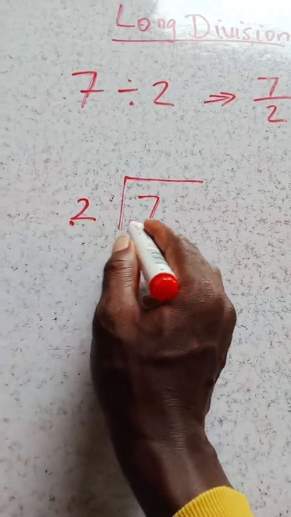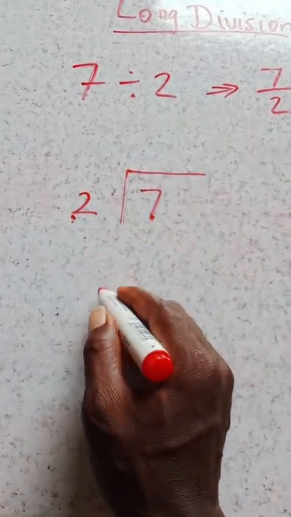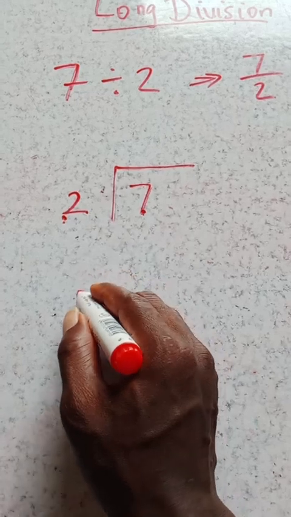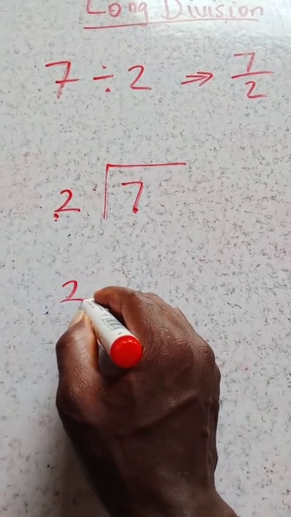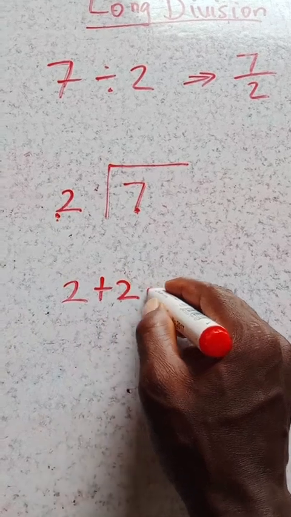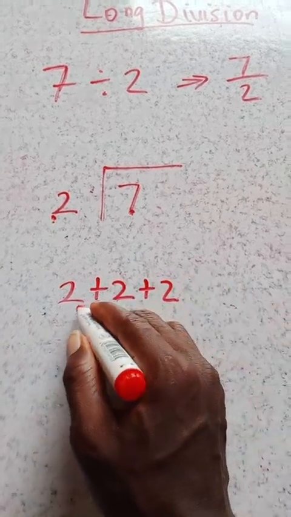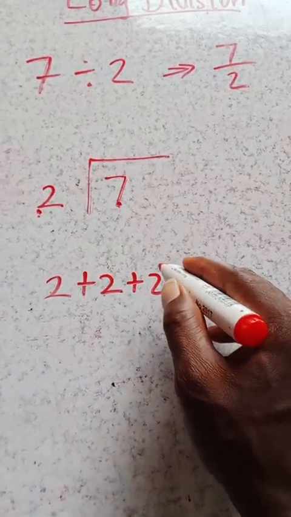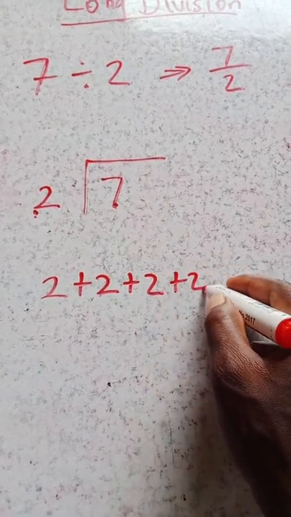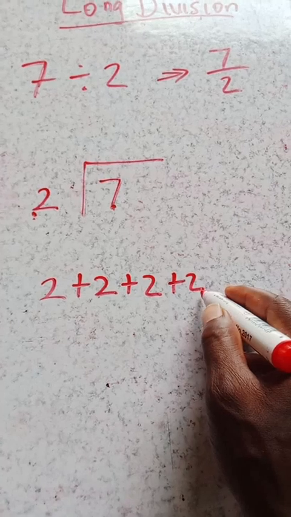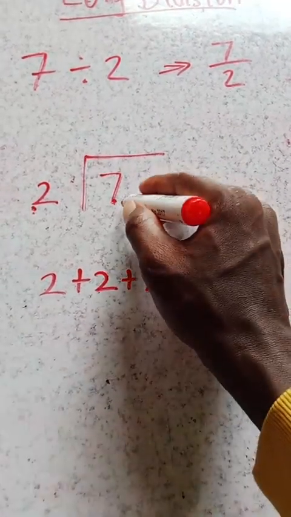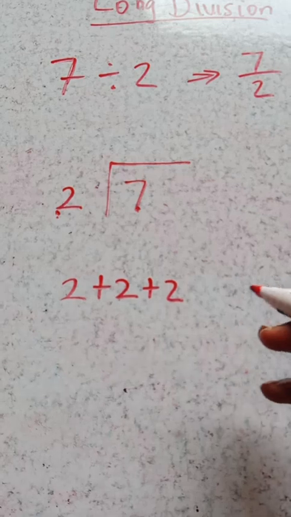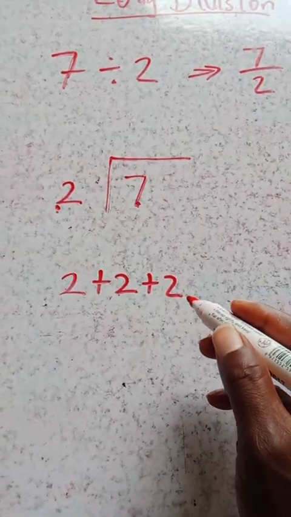Now 7 divided by 2 means how many times will 2 appear in 7? See how we do it. How many times will 2 appear? This 2 plus another 2 plus another 2. 2 plus 2 is 4, 4 plus 2 is 6. 6 is not up to 7, so let's put another 2. And when we put another 2, it was 8. And 8 is more than 7, so we are going to remove one. We are now talking about a number less than or equal to 7.